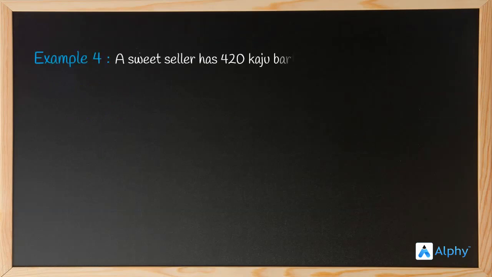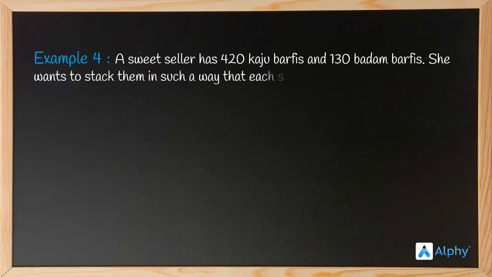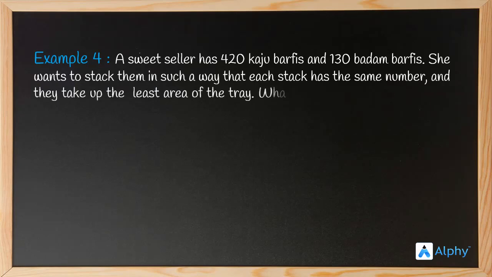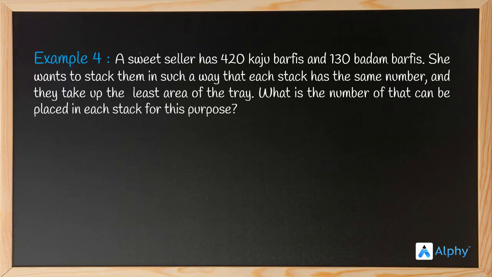A sweet seller has 420 kaju barfis and 130 badam barfis. She wants to stack them in such a way that each stack has the same number and they take up the least area of the tray. What is the number that can be placed in each stack for this purpose? So basically we want each stack to have the same number of barfis, and they have to take up the least area of the tray.